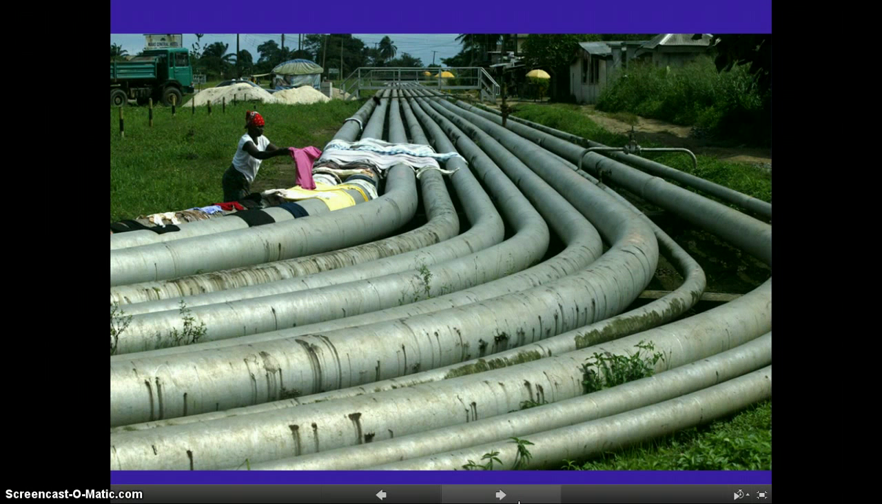Interesting picture here, some of the oil pipelines. These oil pipelines tend to be heated and a little bit warmer, so people will actually put their clothes on them to dry, much like we in this country or around the world, people would hang up clothes on a clothesline. They're using the oil pipelines as a method of drying their clothes. They also use them as a form of transportation by walking on top of them.